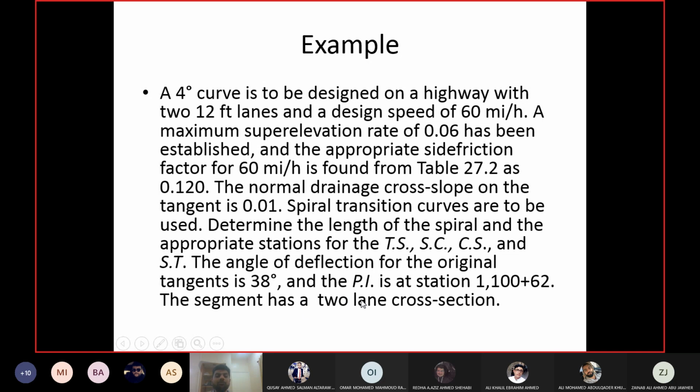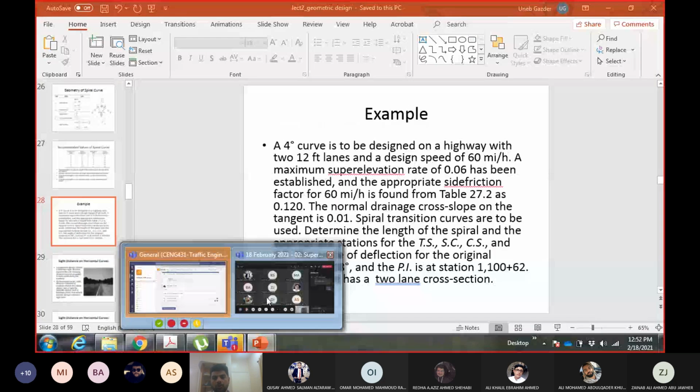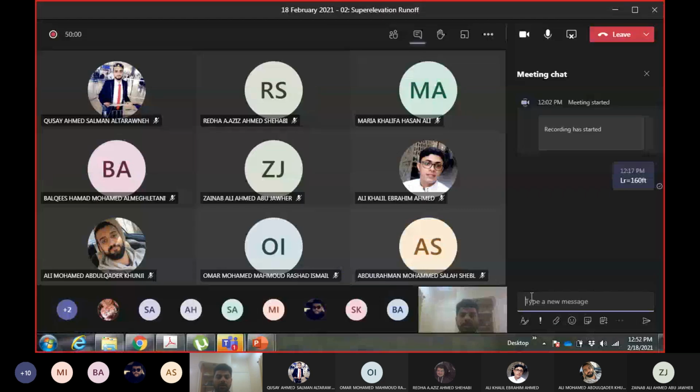For Sunday we will do it, but I'm giving you a homework. The homework is to calculate R, calculate LT, calculate LR for this question. These are things which you have already done. LT and LR we covered today, and radius we have already covered with the horizontal curve. Calculate these three things when you come on Sunday, and we will start after that.